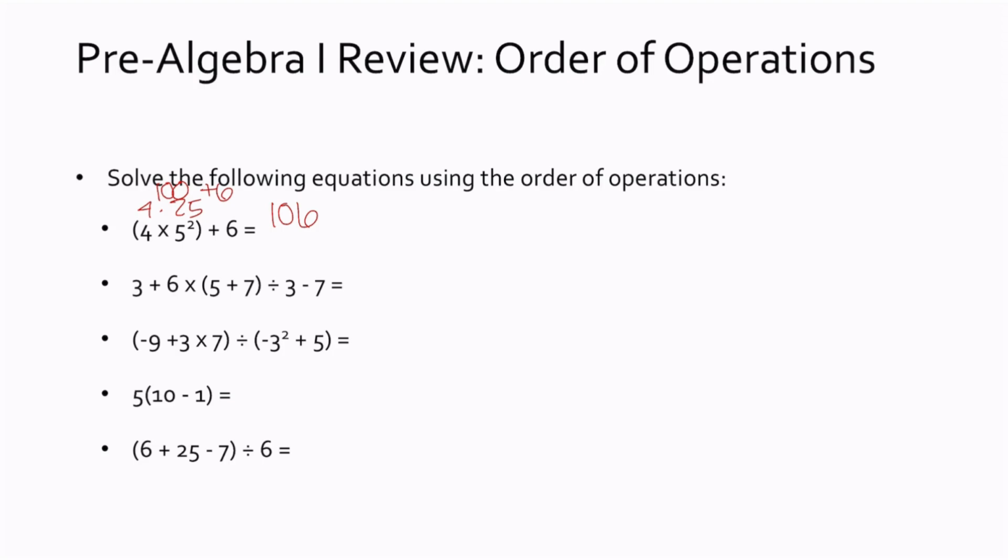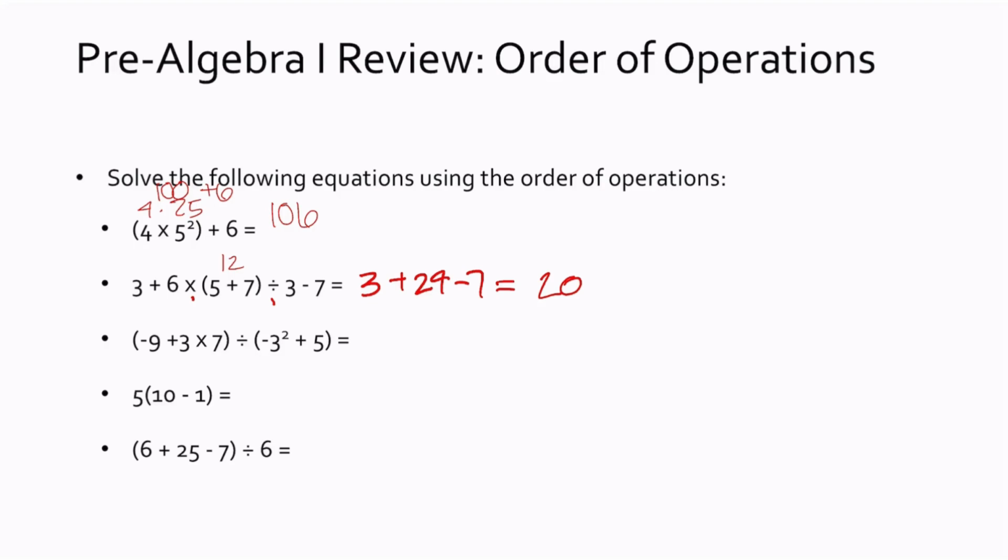Here, again, we have some parentheses. 5 plus 7 is 12. And then we'll go from left to right with those multiplication and division. So we have 6 times 12 is 72, divided by 3 is 24. So we really have 3 plus 24 minus 7, which is going to give us 20.